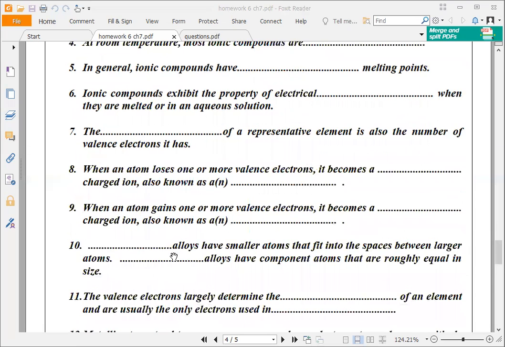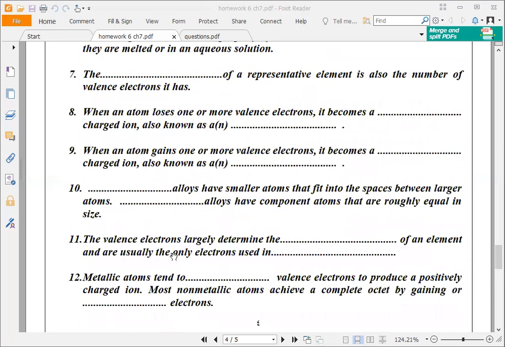Number 9. When an atom gains one or more valence electrons, it becomes a negatively charged ion, also known as an anion. Anion. Excellent. Continue. Number 10: interstitial alloys have smaller atoms that fit into the spaces between larger atoms.